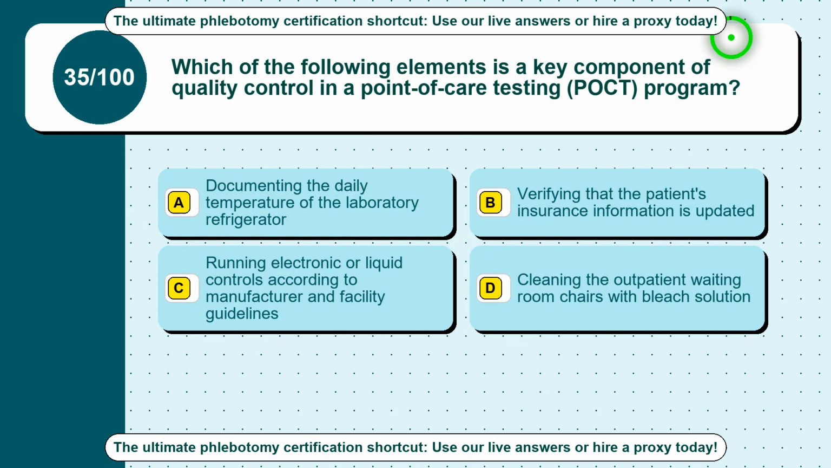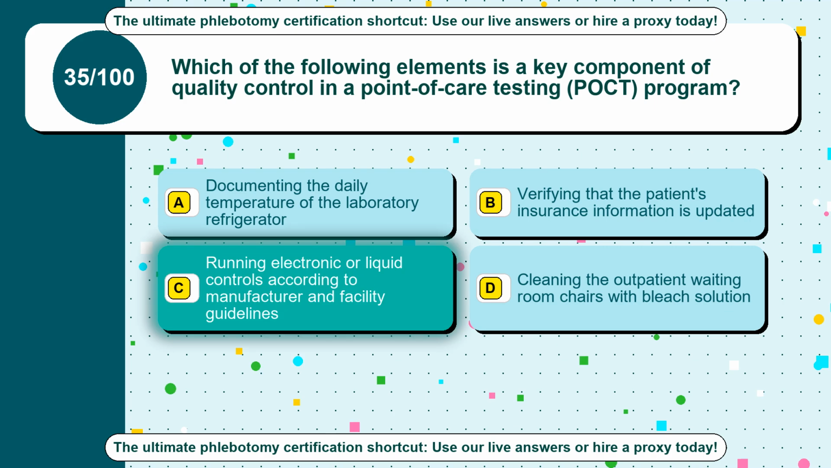Question 35. Which of the following elements is a key component of quality control in a point-of-care testing, POCT, program? Option A, documenting the daily temperature of the laboratory refrigerator. Option B, verifying that the patient's insurance information is updated. Option C, running electronic or liquid controls according to manufacturer and facility guidelines. Option D, cleaning the outpatient waiting room chairs with bleach solution.